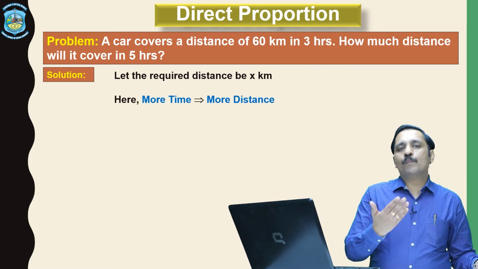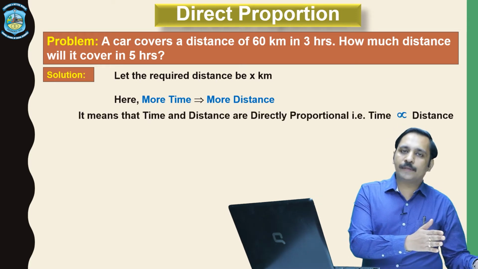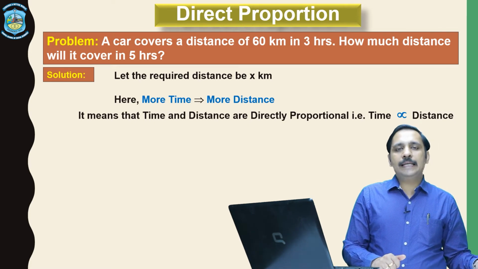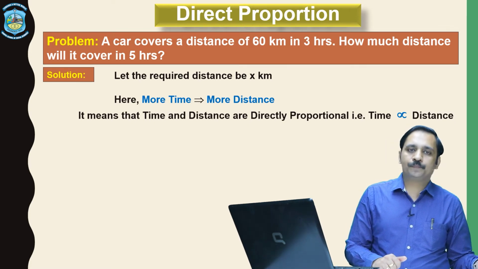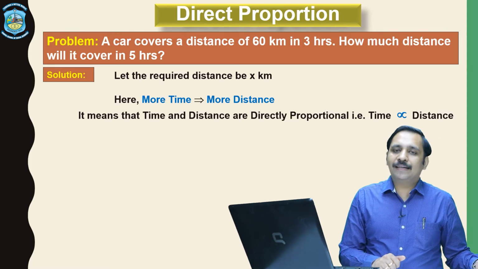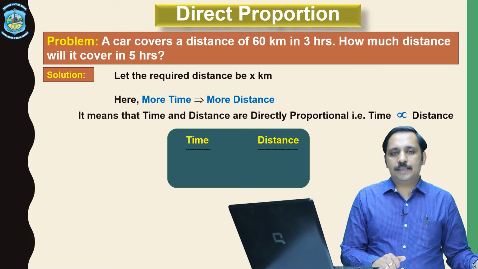Here, we have more time means more distance. That means if you increase the value of time, the distance is also increasing. This is an indication that this is a direct proportion. So it means that time and distance are directly proportional. We write it like this: time, this is a sign of proportionality. We also use this sign, time is proportional to distance.